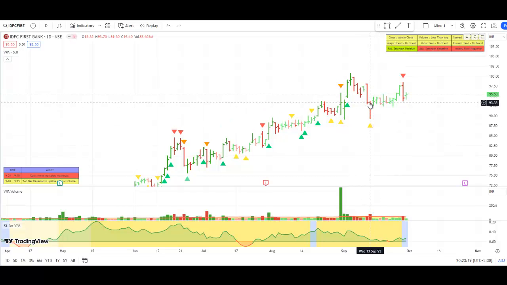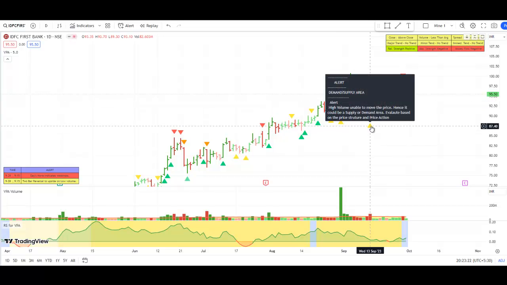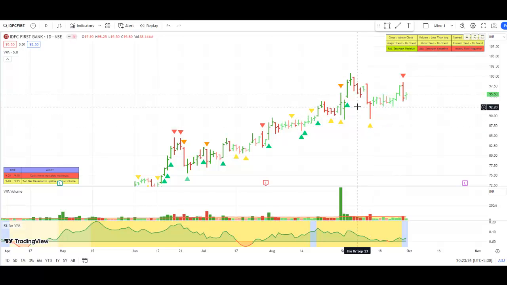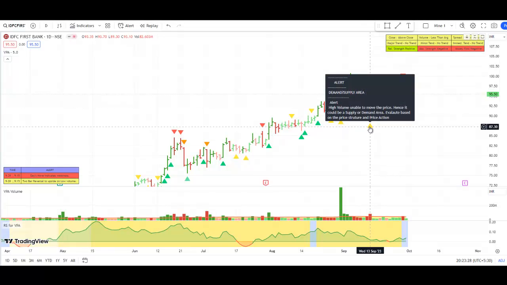So it is more of a bullish signal, and you can see here it is an alert, a demand or supply area. High volume unable to move the price, since it could be a supply or demand area. Evaluate based on the price structure and price action.